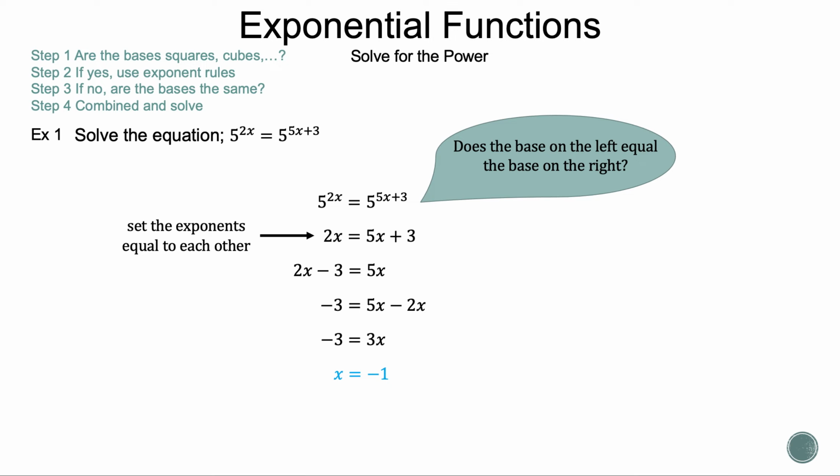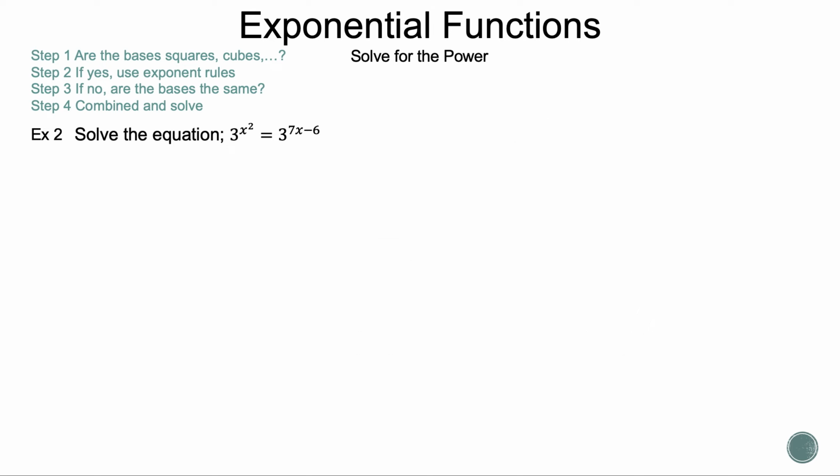Before we move on to example 2, let's verify, because everyone makes mistakes. Let's substitute negative 1 for x into our given. So now we have 5 raised to the power of 2 times negative 1 is equal to 5 raised to the power of 5 times negative 1 plus 3. Let's multiply the numbers. Now let's add negative 5 and 3. So now we have 5 to the negative 2 is equal to 5 to the negative 2. Both sides are the same. Sweet. Let's move on to example 2.